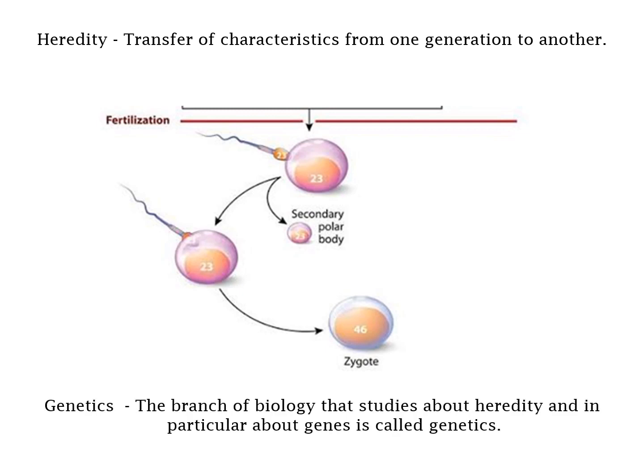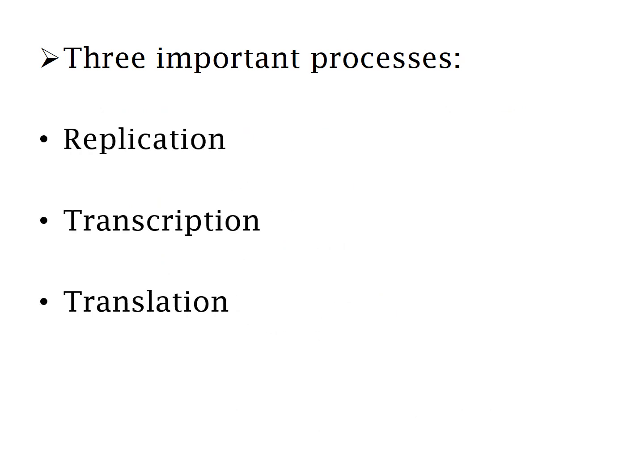Okay, this study where you're learning about heredity and you're learning about genes is called genetics. There are three important processes in heredity. The processes are replication, transcription, and translation. Now, in your book, they have only described transcription and translation. However, learning transcription and translation would not be complete if you do not know replication. That is why, in short, we will learn about replication today.